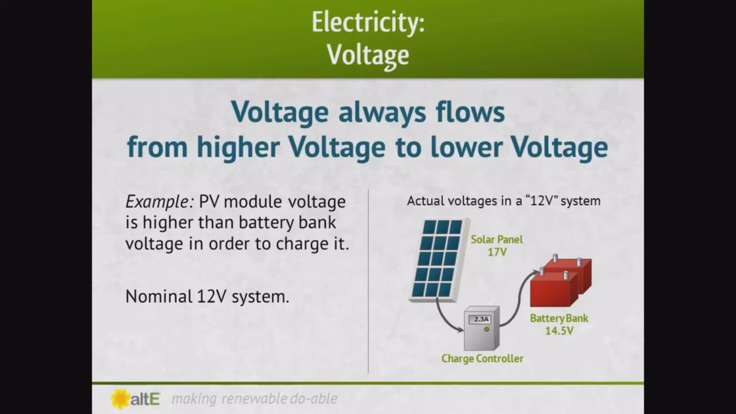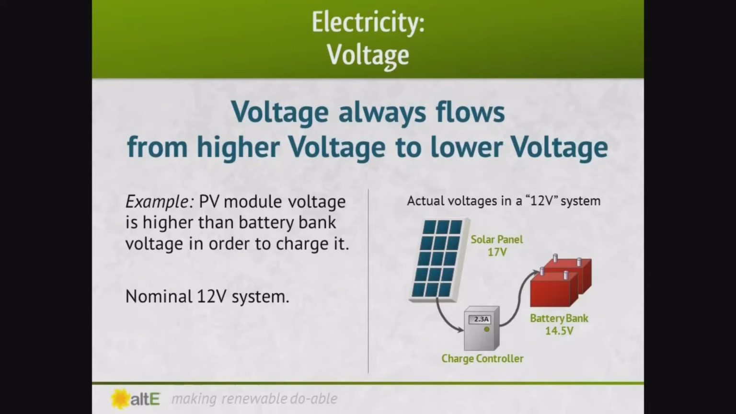What we are trying to do in a solar system is produce and sometimes store electrical energy. We'll want to keep in mind the basic principle that voltage will always flow from an object with a higher voltage to one with a lower voltage. In the case of a battery-based system, the voltage entering the battery needs to be higher than that of the battery in order to charge it.